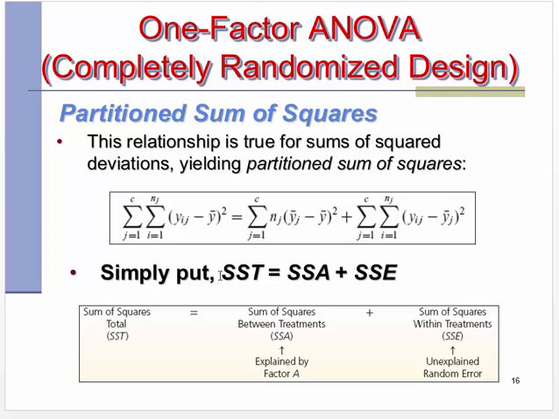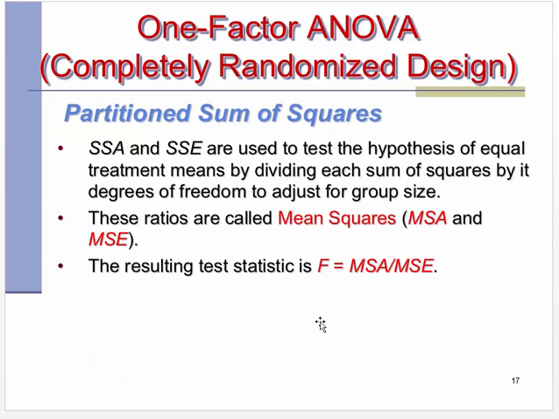So SST, sum of squares total, equals SSA, the sum of squares between treatments, plus SSE, the sum of squares error. That's for ANOVA. And then what do we do with that? For the F-test, we need the mean squares. SSA and SSE are used to test the hypothesis of equal treatment means by dividing each sum of squares by its degrees of freedom to adjust for group size. These ratios are called the mean squares: mean square A, MSA, and mean square error, MSE.